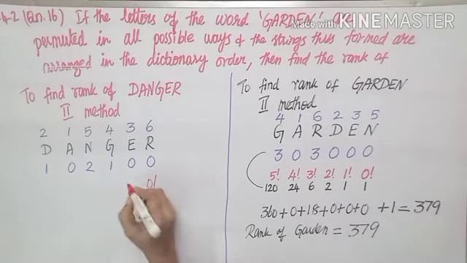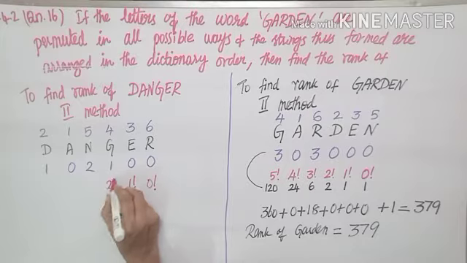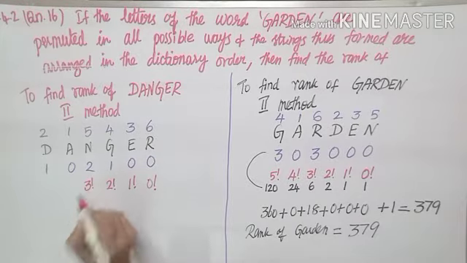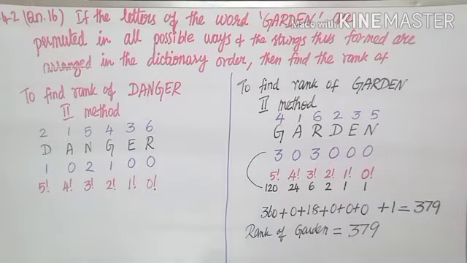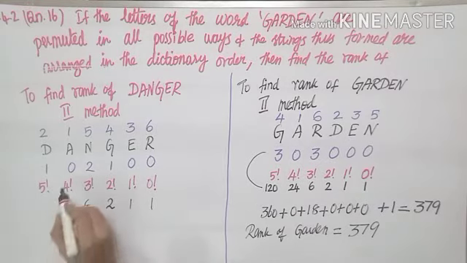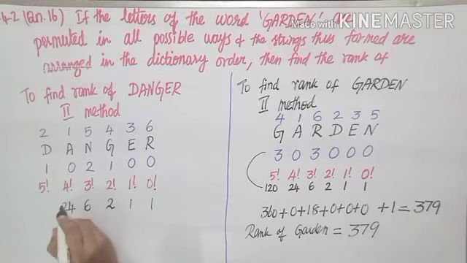0 factorial, 1 factorial, 2 factorial, 3 factorial, 4 factorial, 5 factorial. Write the value. 0 factorial is 1. 1 factorial is also 1. 2 factorial is 1 into 2. 3 factorial is 1 into 2 into 3. 4 factorial is 1, 2, 3, 4. Multiply, 24. 5 factorial is 120.